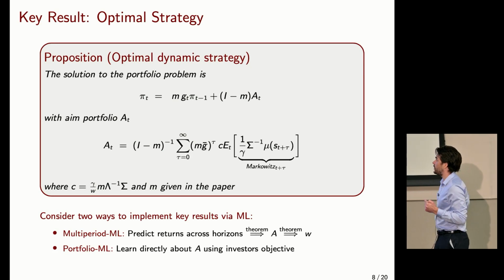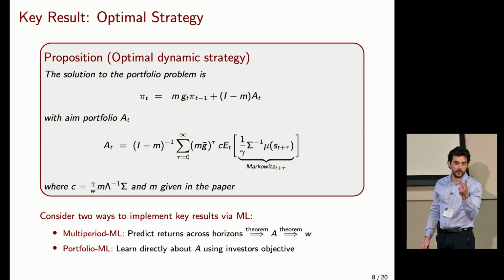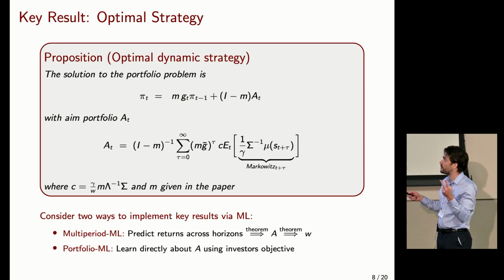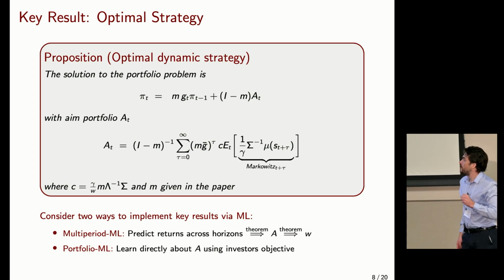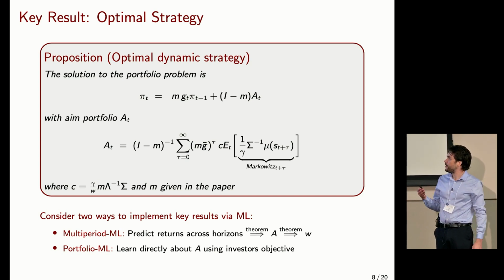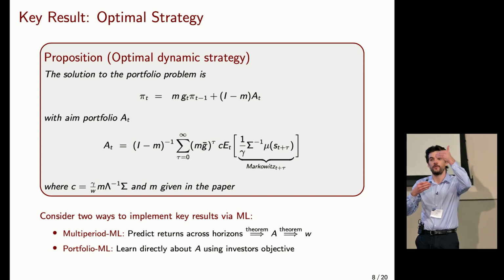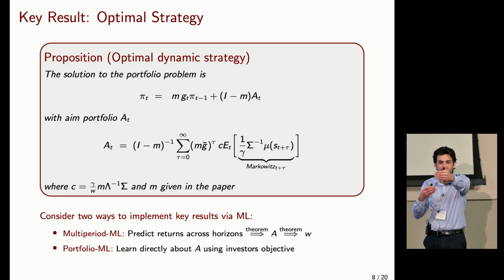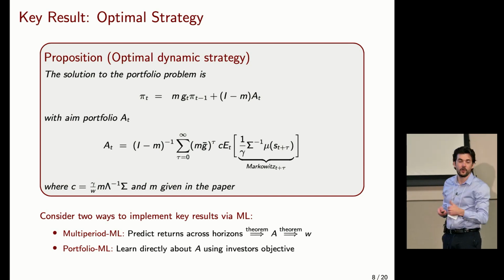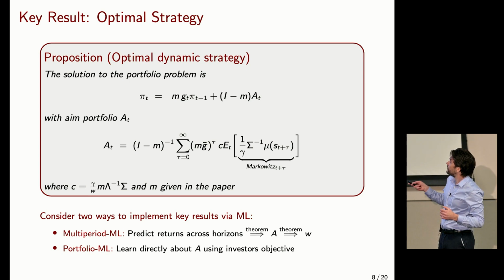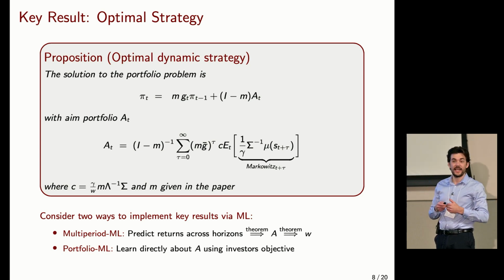Now we use this result in two different ways to implement optimal portfolios with machine learning. The first one is what we call multi-period ML. And what we do here is that we predict returns over various different horizons, use that together with a covariance estimate. Then we can create the aim portfolio, and then using this first line, we can create the optimal portfolio at each point in time.